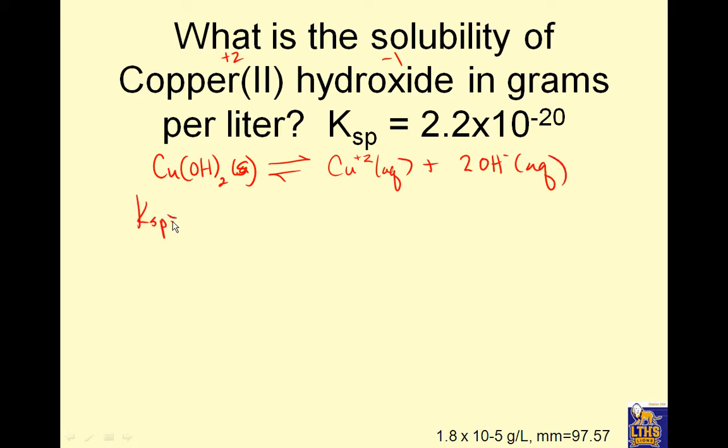We have KSP. KSP equals the concentration of copper ion times the concentration of hydroxide ion to the power of 2, the coefficient of 2. Okay, if this is dissolved, we're going to get X amount of copper, but twice as much hydroxide, because there's 2 hydroxides per formula unit. So let's see what happens there.